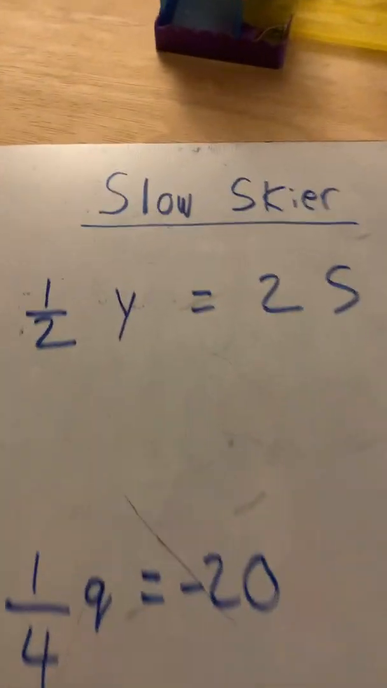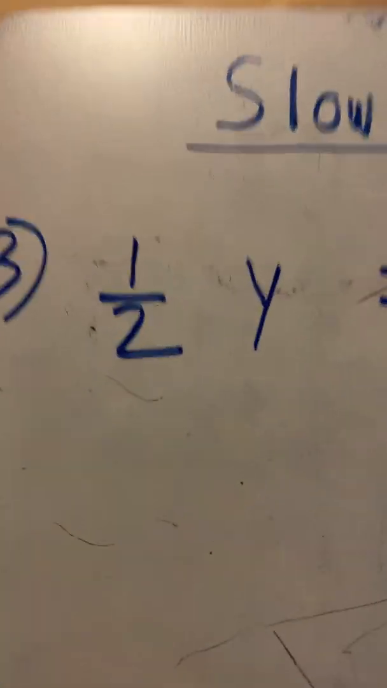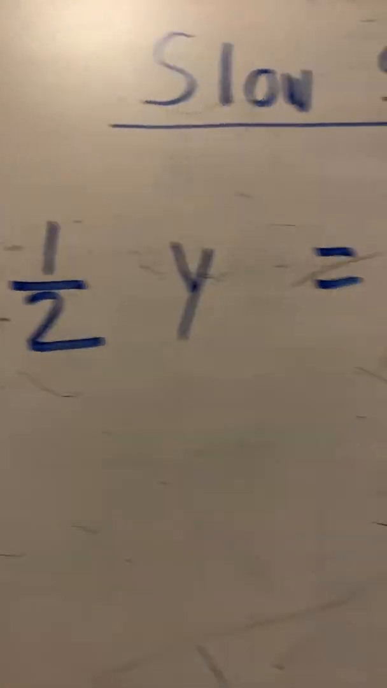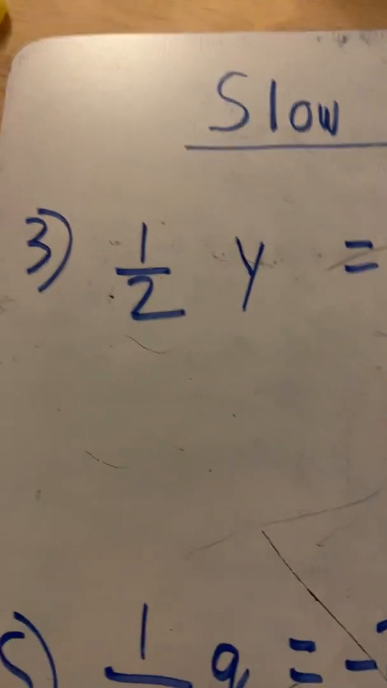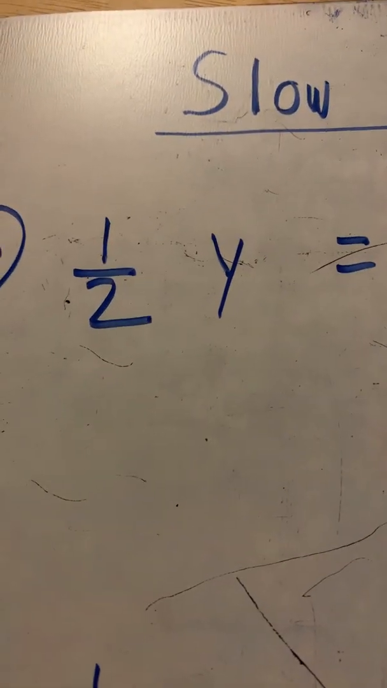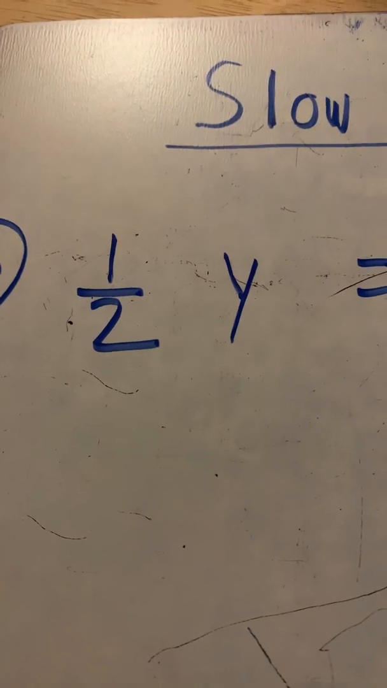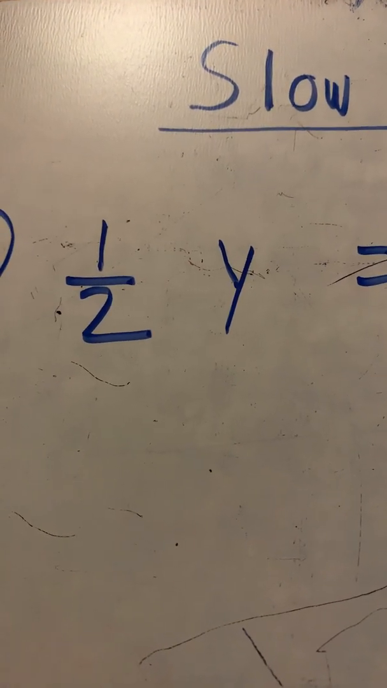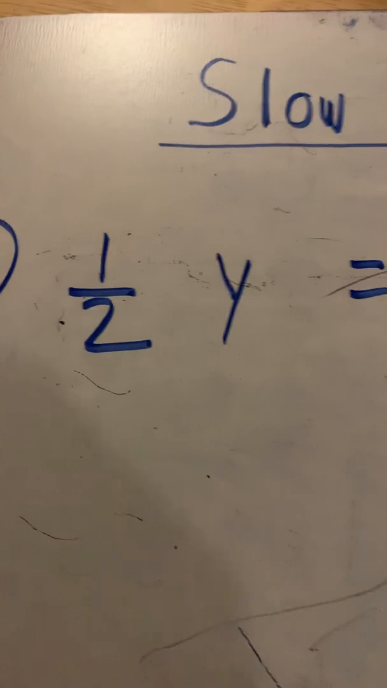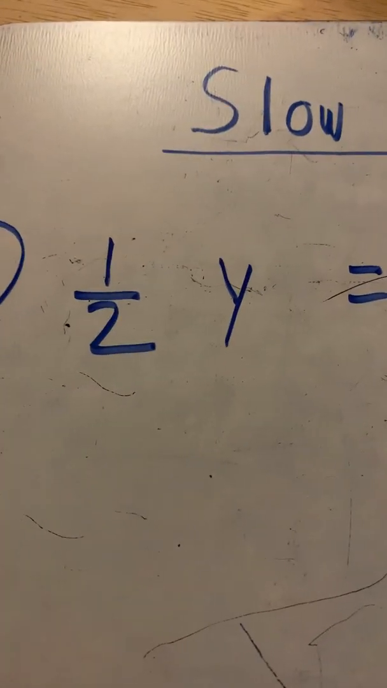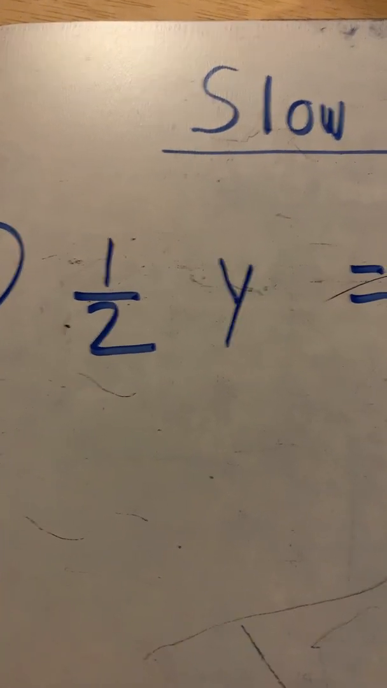Some of the questions on the slow skier page, you're given fractions. But what you have to remember about fractions, so I'm looking at question number 3 right now, is that if you have 1/2 of y, that's the same as y divided by 2. So you still solve these ones with multiplication. You do the exact same thing you would do in all the other questions.